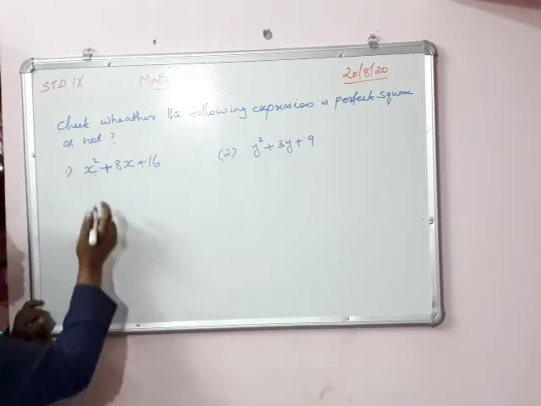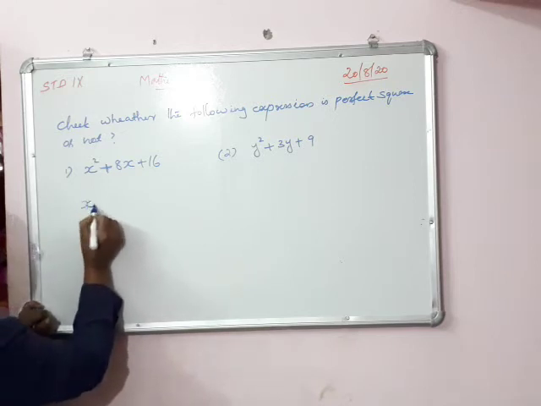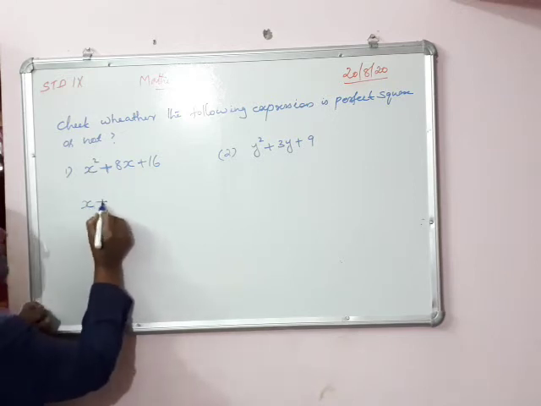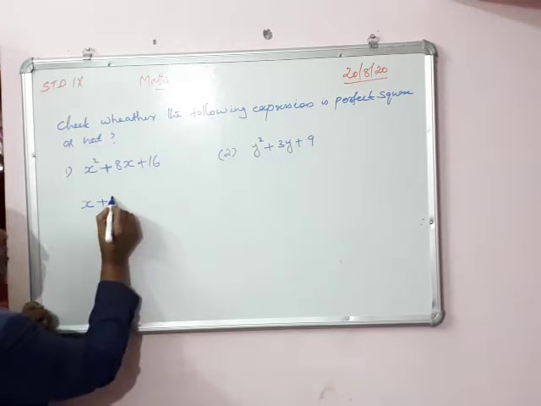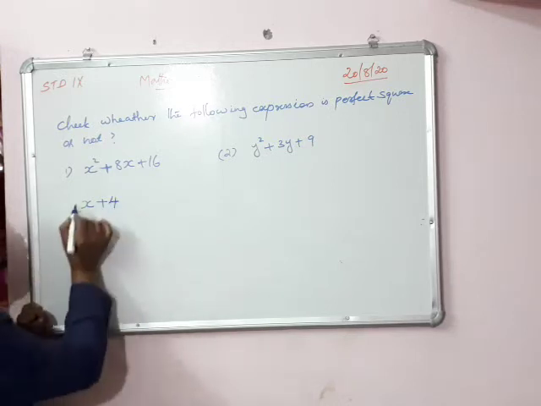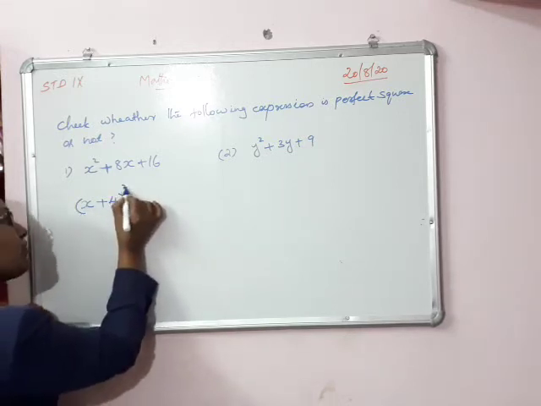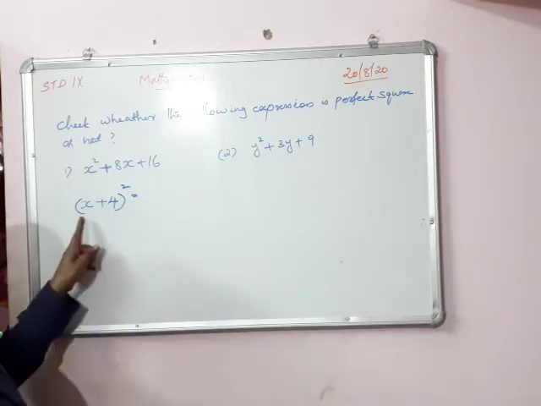How can we check? So x is the form of a, plus 16, whose square form is 4 square. So x plus 4 the whole square. Just you may check it. x plus 4 the whole square.